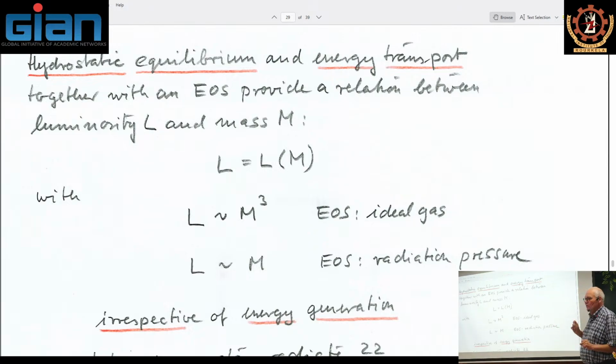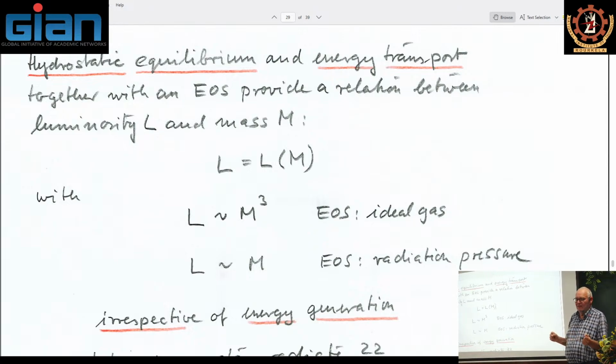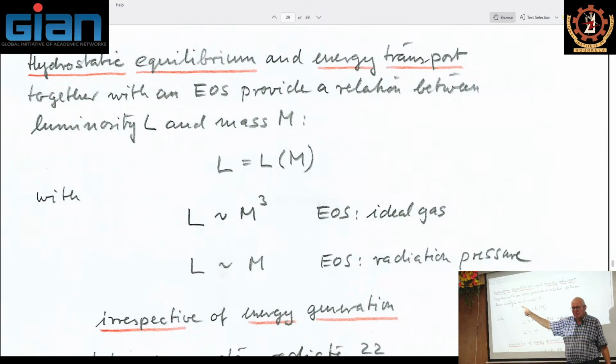And actually the luminosity is determined by the temperature gradient, or in other words, by the fact that the star is hotter inside than outside. There is a temperature gradient between the center and the surface, and therefore we have to have a flux. So the second question would be: why do we have a higher temperature inside than outside? And this is then controlled by hydrostatic equilibrium.